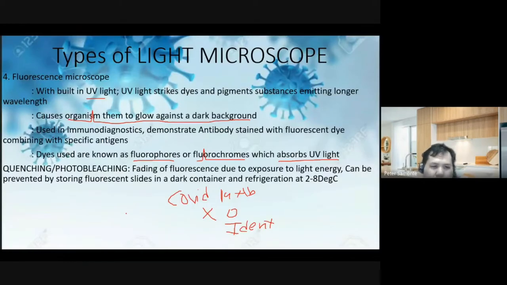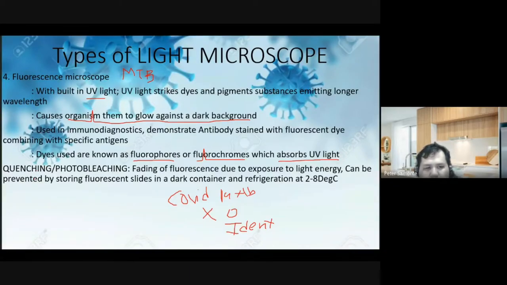Then a problem, class, usually seen with your fluorescence microscope, specifically the stains, is quenching or photobleaching. Your quenching, class, refers to the fading of fluorescence. The fluorescence disappears, class, due to exposure to light energy. This can be prevented by storing the fluorescent stains in a dark container and refrigeration at 2 to 8 degrees centigrade. Now, I just want to share with you, class, a practice of mine since I'm handling a lot of Mycobacterium tuberculosis, MTB. You actually use fluorescence microscopy on this one. So we encounter quenching plenty of times.